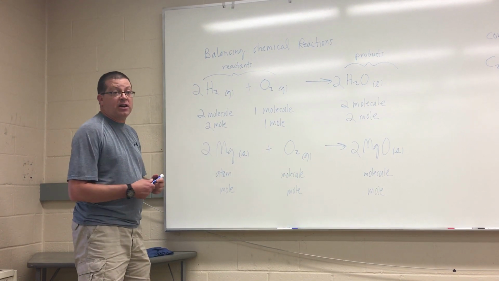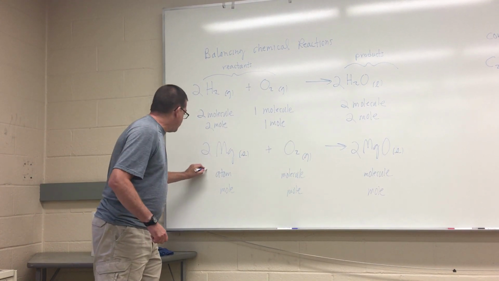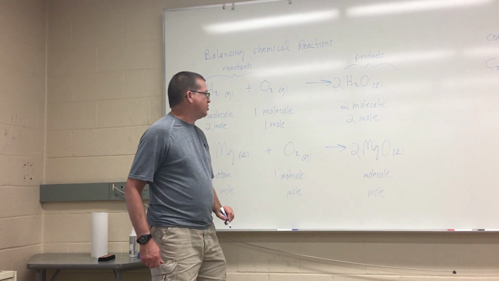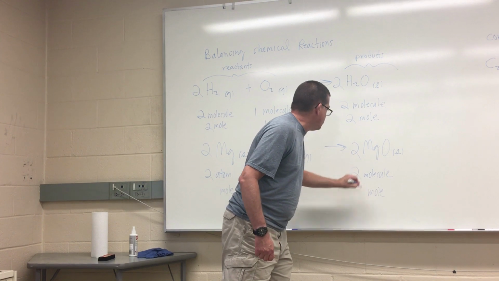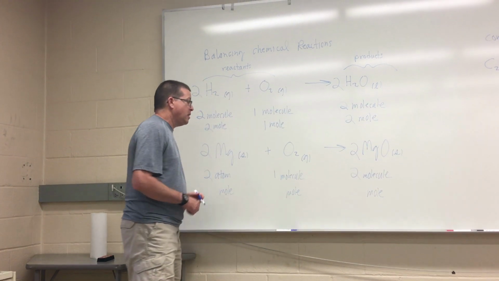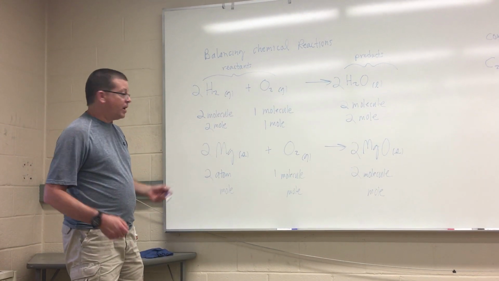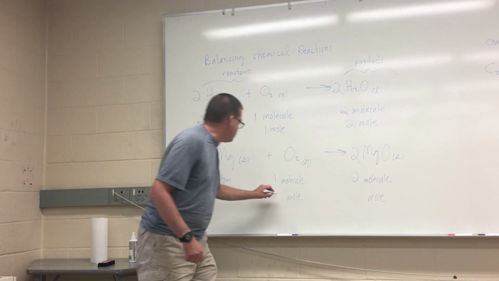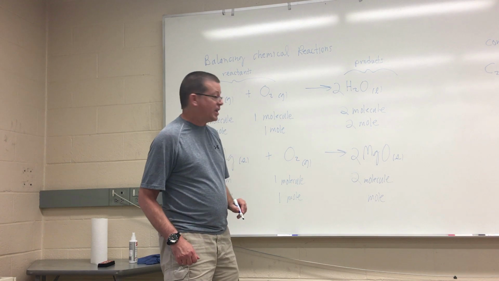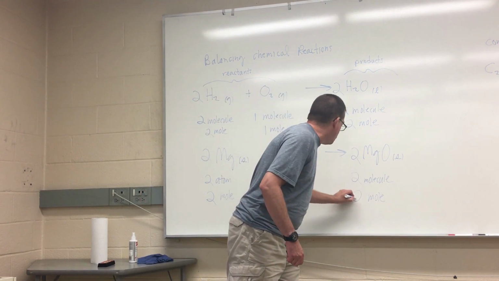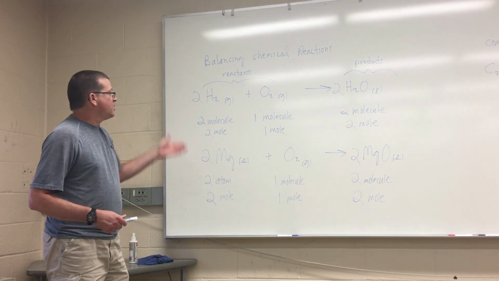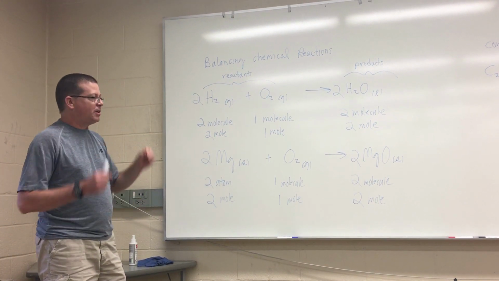We're looking at that on the atomic molecular level. I could say that two atoms of magnesium react with one molecule of oxygen to give me two molecules of magnesium oxide. Or I could take it up to the mole level. I could say equivalently 2 moles of magnesium react with 1 mole of oxygen gas to give me 2 moles of solid magnesium oxide. All right, so those are two pretty simple examples here.